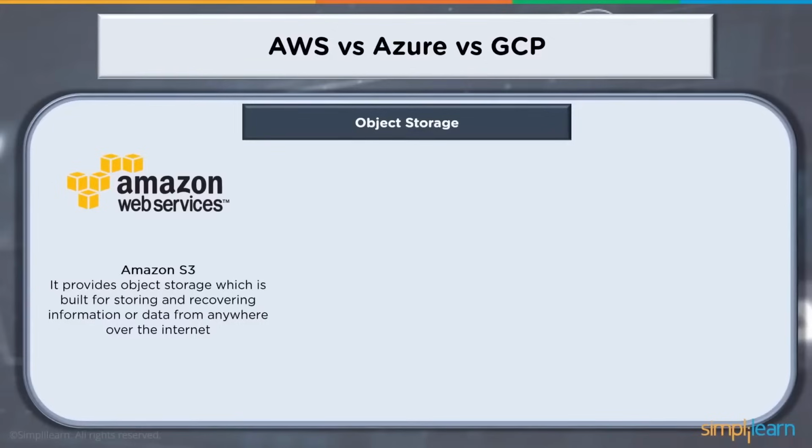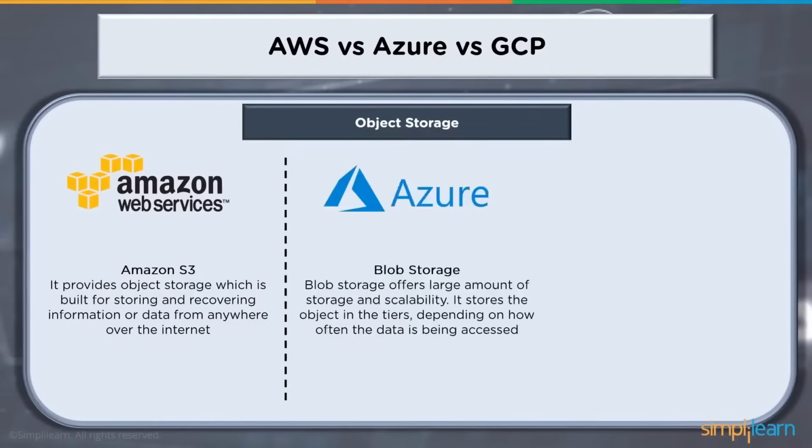It provides object storage, which is built for storing and recovering information or data from anywhere over the internet. Azure comes up with Blob Storage, that is binary large objects. Storage offers a large amount of storage and scalability. It stores the objects in tiers, depending on how often the data is being accessed.